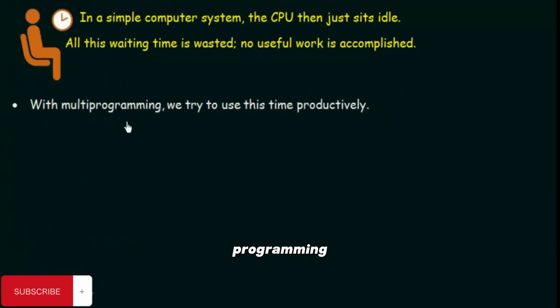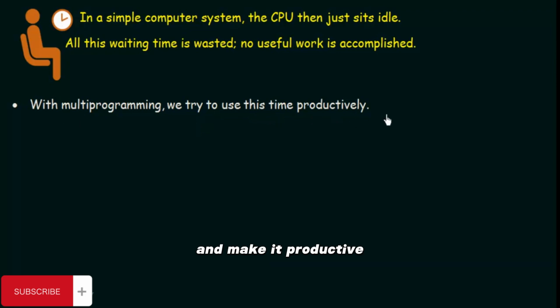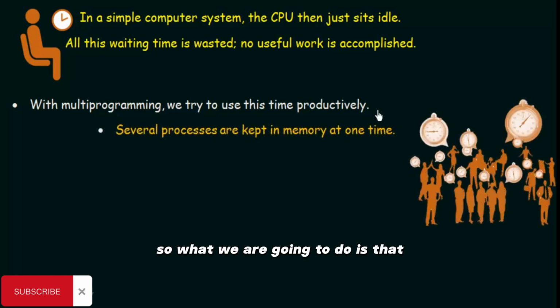So with multi-programming, we try to use this time productively. And what do we mean by this time? This time is the time that we talked about here, which is a time that is wasted when the CPU is not doing useful work. So we want to make use of this time with multiprogramming and make it productive. So let's see, with the help of CPU scheduling, how we are going to make this time productive. So what we are going to do is that several processes are kept in memory at one time.